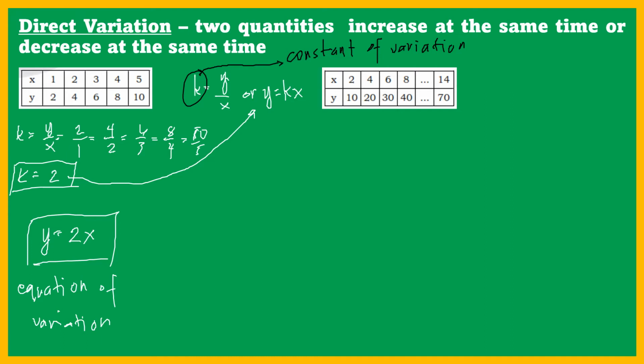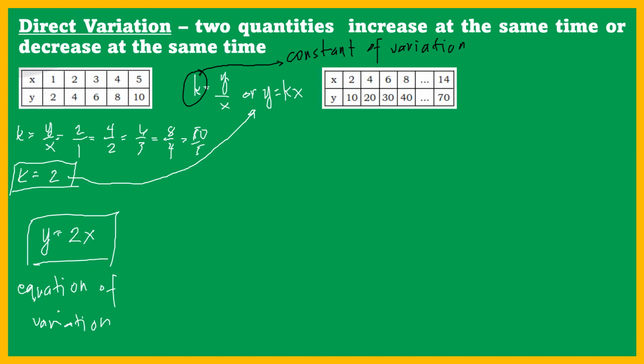So for the second example, we have here x is 2, 4, 6, 8, and so on up to 14, and then y is equal to 10, 20, 30, 40, up to 70. Now, as you can see, as x increases, y also increases. So this is an example of a direct variation. Now, let us determine the equation of variation of this given.